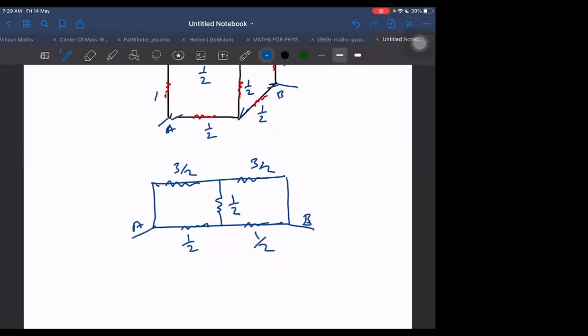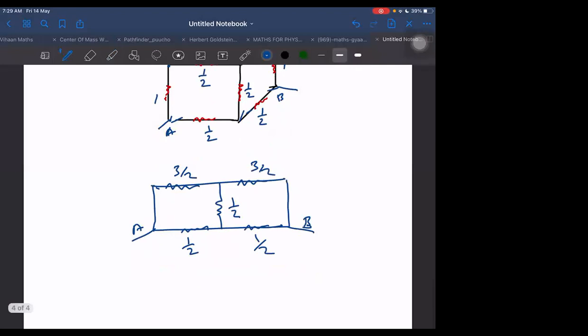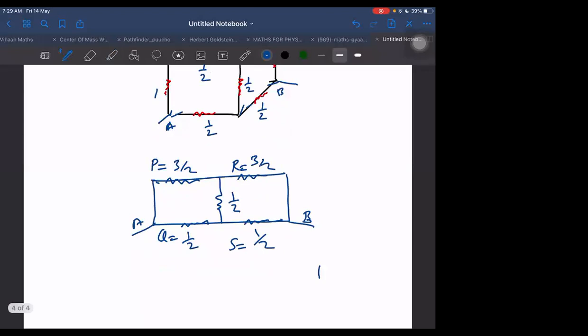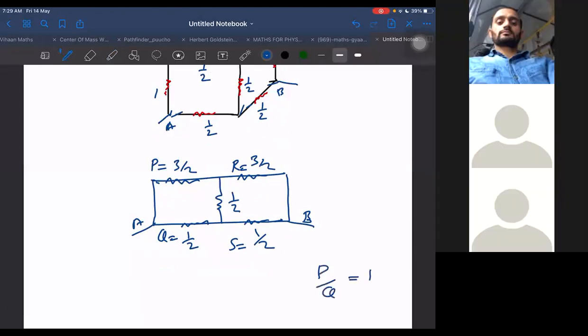What is the meaning of balanced Wheatstone bridge? R1 by R2 equal to R3 by R4. Yes. We can remove 1 by 2. This resistance is P, this resistance is Q, this resistance is R, this resistance is S. Whenever P divided by Q is equal to R divided by S, then we call the corresponding Wheatstone bridge to be balanced. So this is a balanced Wheatstone bridge.